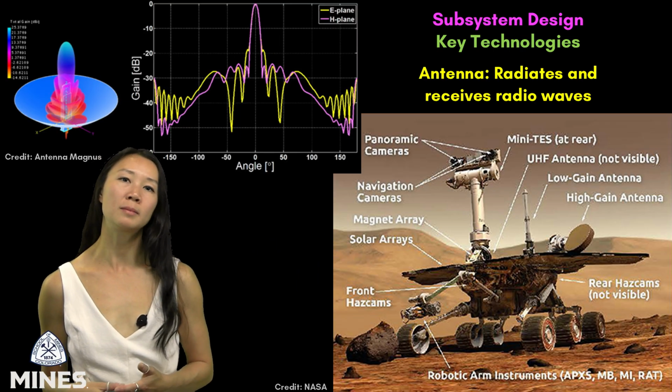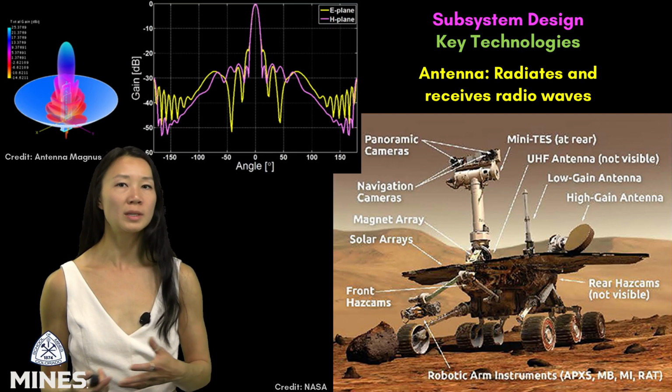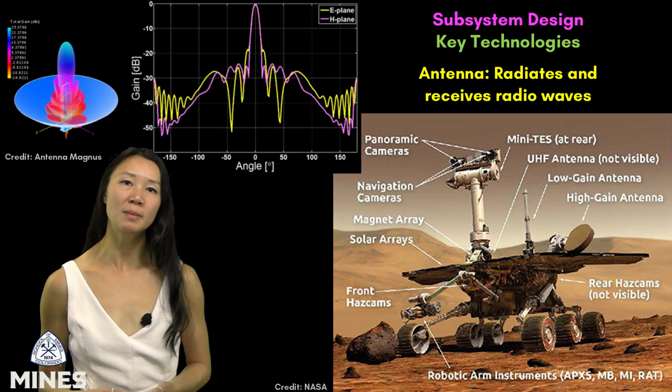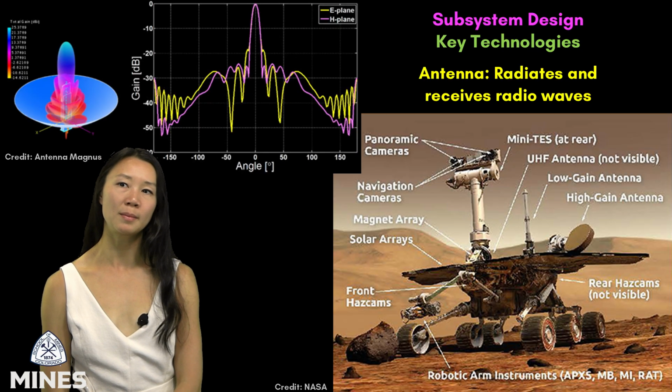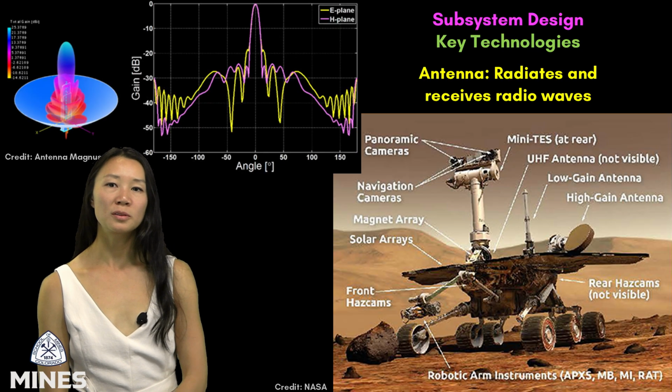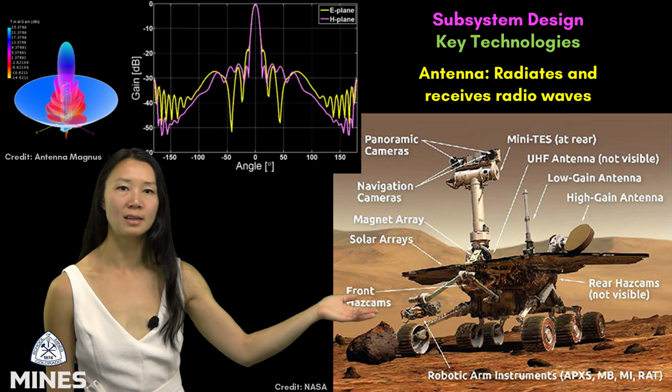The antenna is the component that actually radiates and receives radio waves. There's no one-size-fits-all solution. The choice depends entirely on the mission's needs, and RF engineers classify them by their gain. So from this image of the Mars rover, you can see several antennas.